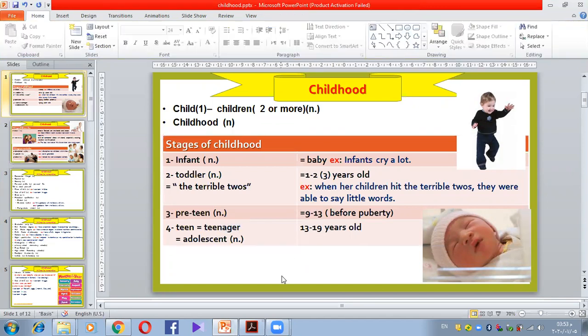So these are the stages of childhood. After that, you become an adult. You are not a child anymore.